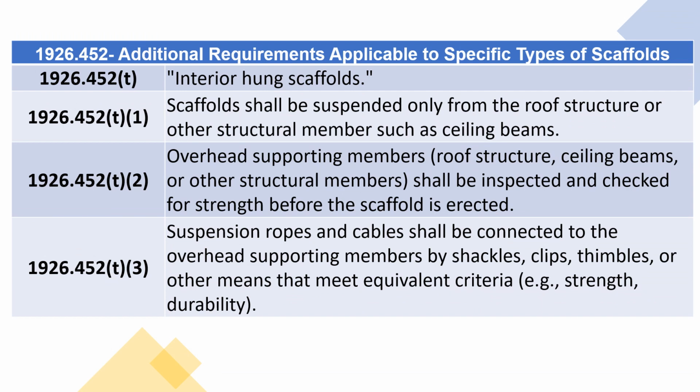1926.452(t): Interior hung scaffolds. 1926.452(t)(1) through (t)(3): Scaffolds shall be suspended only from the roof structure or other structural member such as ceiling beams. Overhead supporting members, roof structure, ceiling beams, or other structural members shall be inspected and checked for strength before the scaffold is erected. Suspension ropes and cables shall be connected to the overhead supporting members by shackles, clips, thimbles, or other means that meet equivalent criteria, e.g., strength, durability.